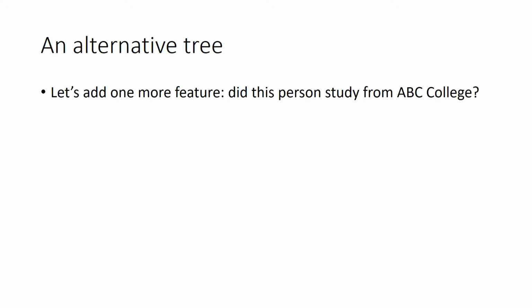So moving on, before we evaluate whether this was a good metric or not, let's take a different feature. Let's say that feature is, did this person study from some college named ABC College? I don't care what this ABC is, what this ABC isn't. All I'm saying is, did this person study from this college?